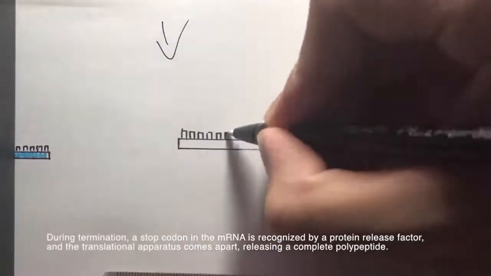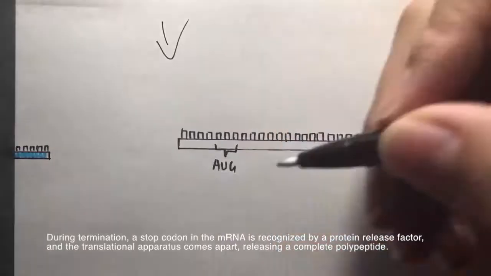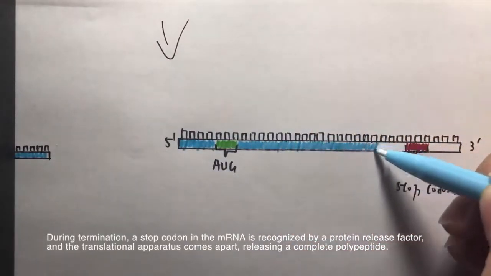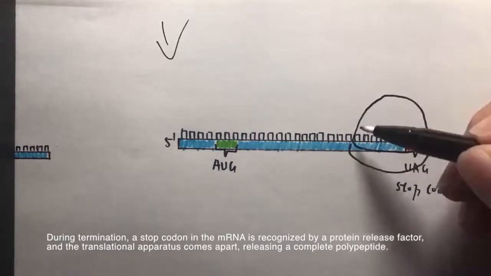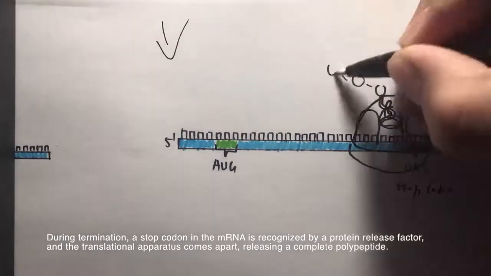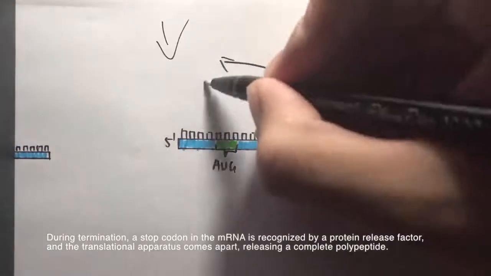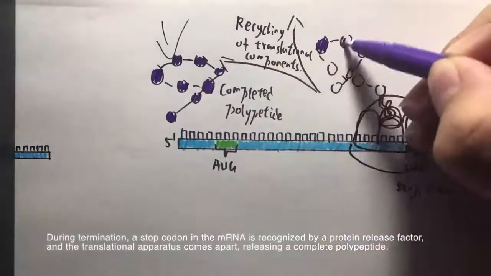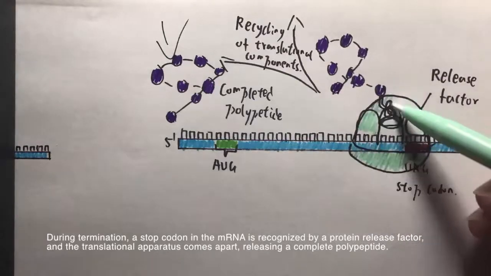During termination, a stop codon in the mRNA is recognized by a protein release factor. And the translational apparatus comes apart, releasing a complete polypeptide.